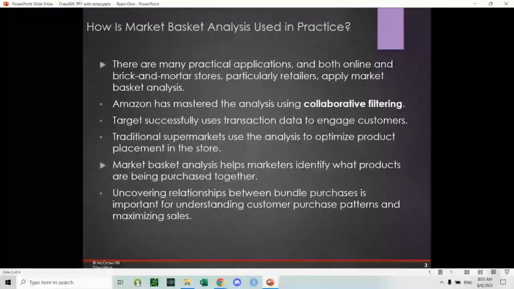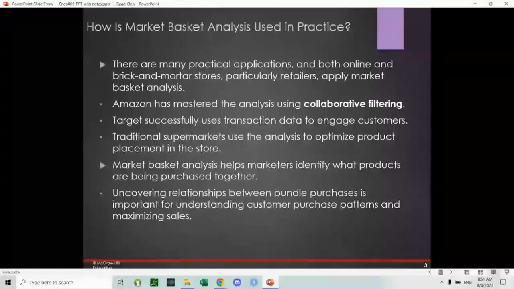So how is market basket analysis used in practice? There are many practical applications for market basket analysis in both online and brick and mortar stores. Amazon uses collaborative filtering. And while the book says they have mastered it, I beg to differ. They use it heavily, and sometimes it works and sometimes not so much.